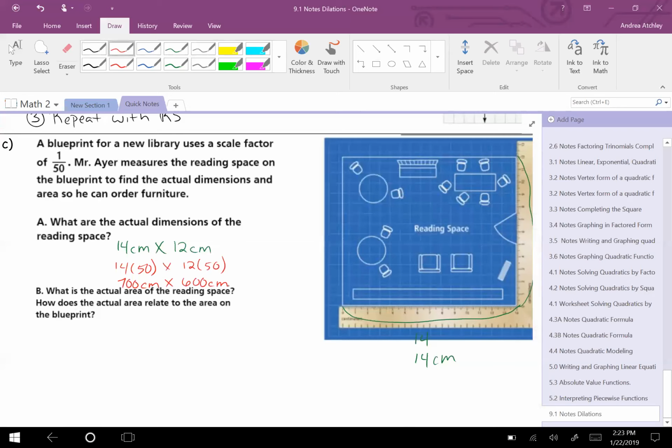Now the actual area, what is the actual area of the reading space, and how does the actual area relate to the area on the blueprint? So we need to remember what area is. Anyone remember what area is? How do we find area? Length times width. Ooh, thank you. Who said it over here? So write that down. Area equals length times width.